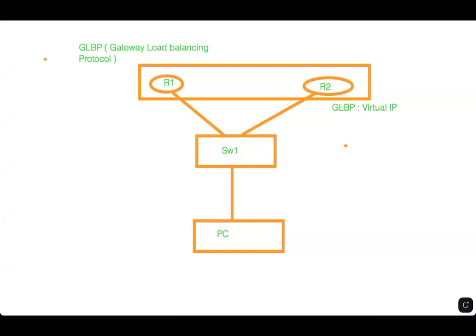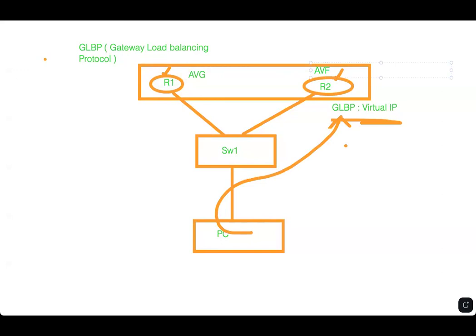So here from the PC1, you will put the default gateway as the GLBP virtual IP, which is the cluster IP or the group IP. So the traffic comes here. Now the virtual IP will point to either router 1 or router 2. That can be done using the election of AVG and AVF.